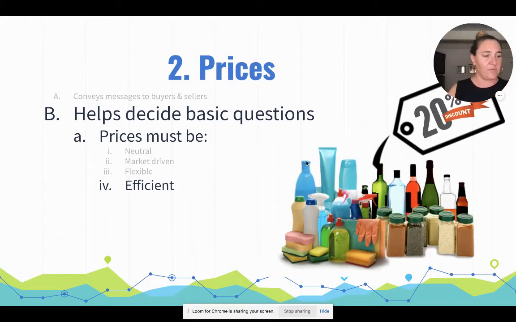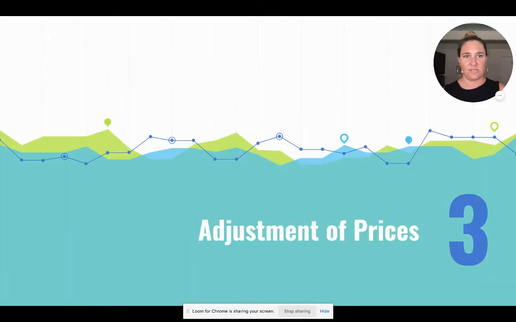Okay, and then finally we talk about prices have to be efficient. All right, the prices are going to adjust until the maximum number of goods or services are sold. All right. And so this allows producers to sell their goods and services in order to make a profit. But because prices are flexible, they're also able to be adjusted to reach that efficiency where you can sell the maximum number of goods or services in order to meet the needs of the supplier. So these are the things that must happen in order for prices to answer those basic economic questions. But what we see happen out in the real life market is this adjustment of prices. And so that's what we're going to talk about now.